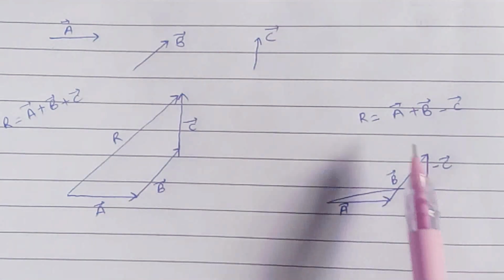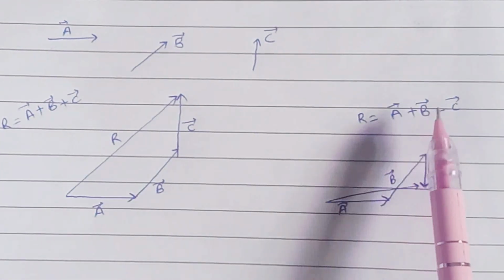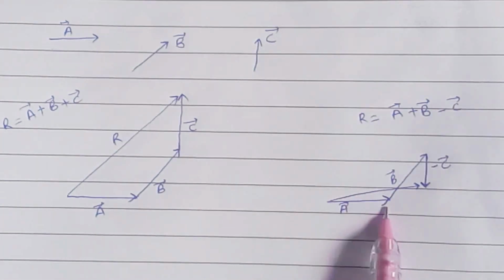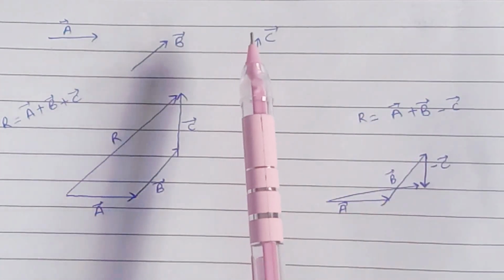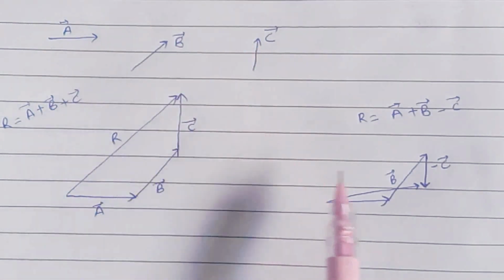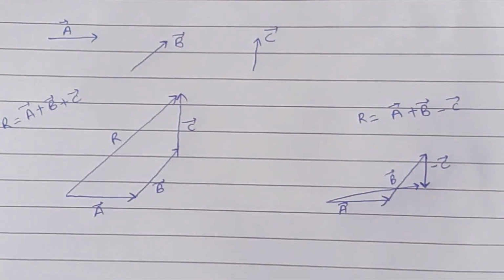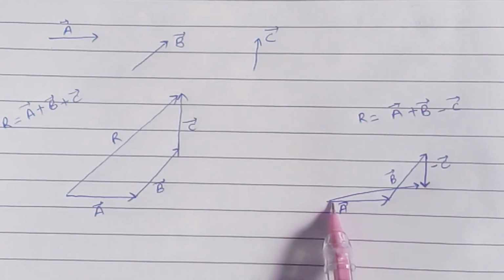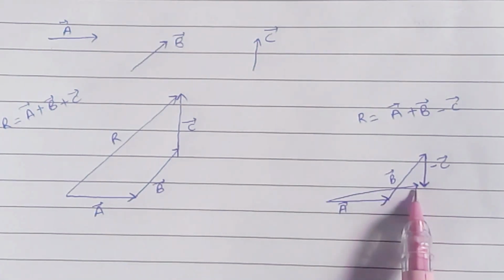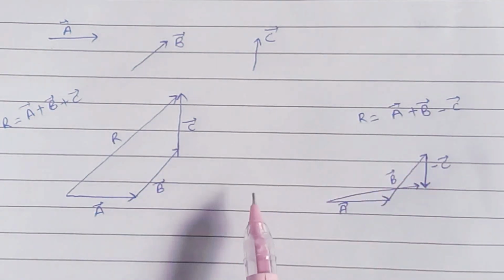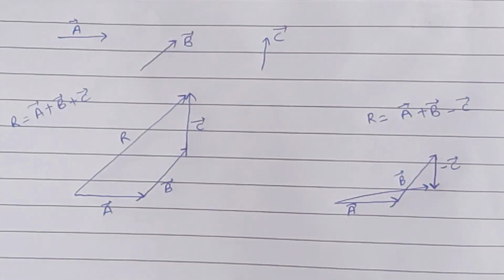Now if you change it to r vector equals a vector plus b vector minus c vector, then what will be? A vector will be like this, b vector will be like this, but the direction of c vector will change. So the direction of c vector becomes reversed, and the final resultant vector will be from the initial point to the final point. So this is the resultant vector for a vector plus b vector minus c vector. In the same way, you can add an infinite number of vectors. Similarly, you can join the initial point to the final point and you will get the final resultant vector.